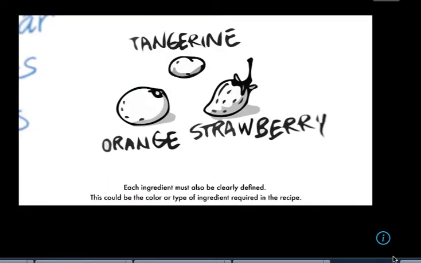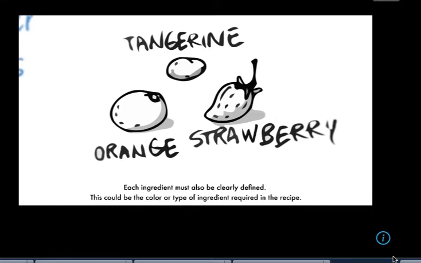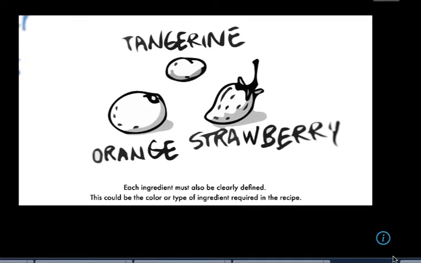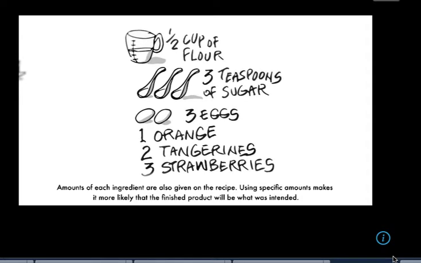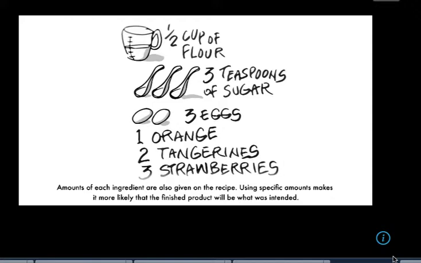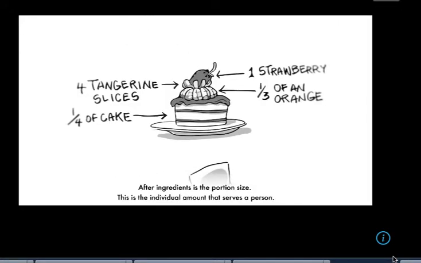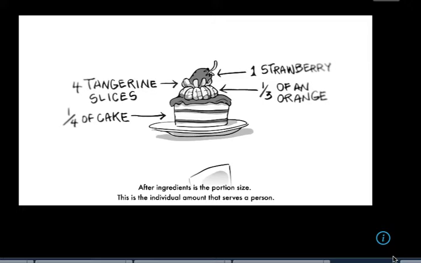Each ingredient must also be clearly defined. This could be the color or type of ingredient required in the recipe. Amounts of each ingredient are also given on the recipe. Using specific amounts makes it more likely that the finished product will be what was intended. After ingredients is the portion size. This is the individual amount that serves a person.